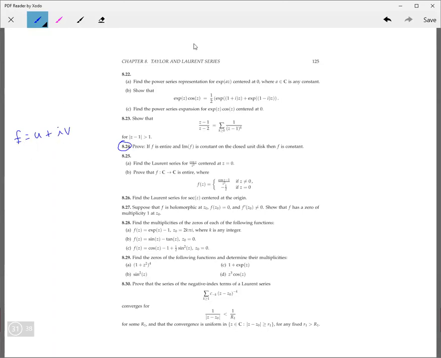Okay, so f is like u plus iv, right? And you know that the imaginary part is a constant. So basically it's u plus ic. Now the Cauchy-Riemann equations: u_x is v_y and u_y is negative v_x.